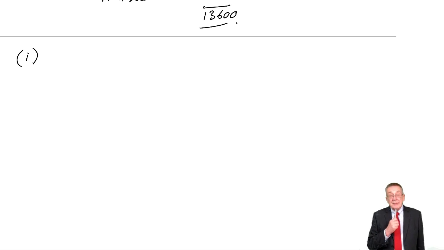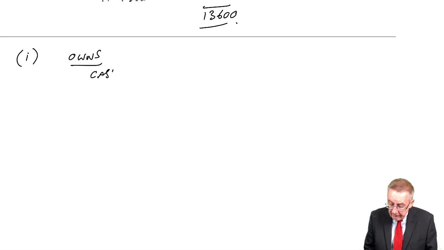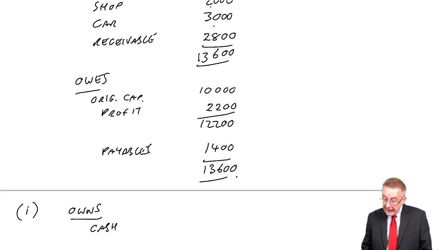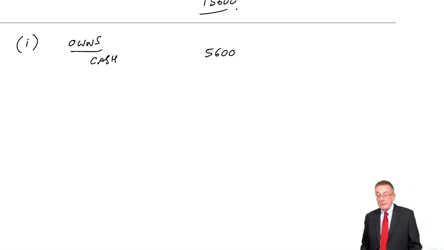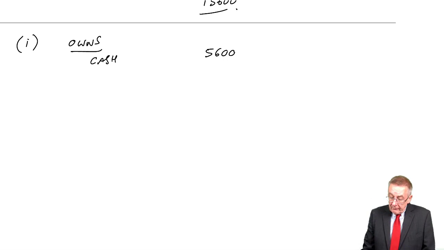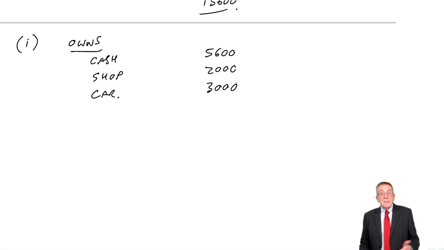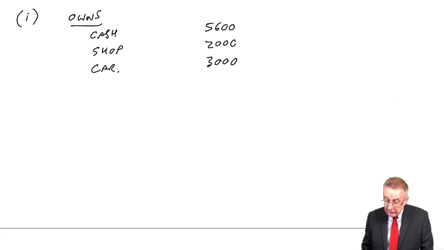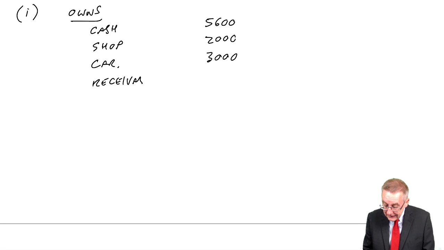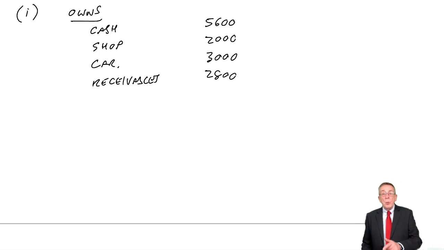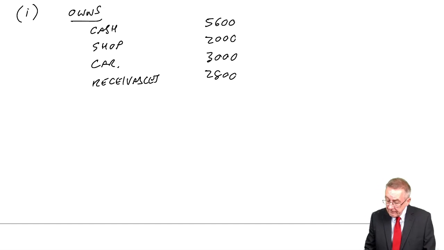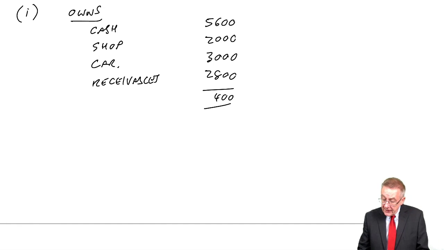The business pays electricity of 200. What do we own? We just paid out 200, so the cash will fall. It was 5,800. The cash will fall to 5,600. We've still got the shop. We've still got the car. Inventory, we haven't bought any more goods, so the inventory is still 0 and I won't bother listing it. We've still got receivables of 2,800. So far there's only been one effect. The cash has fallen. And total assets therefore are 13,400.